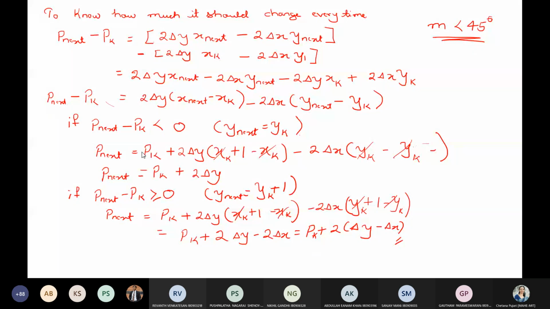Okay, so next, one small thing is there. To find the initial value of pk, we are going to calculate pk where k is equal to 1 for the first pixel. To find the initial value of pk, we'll start with the first pixel. So hence, to find the initial value of your decision parameter.